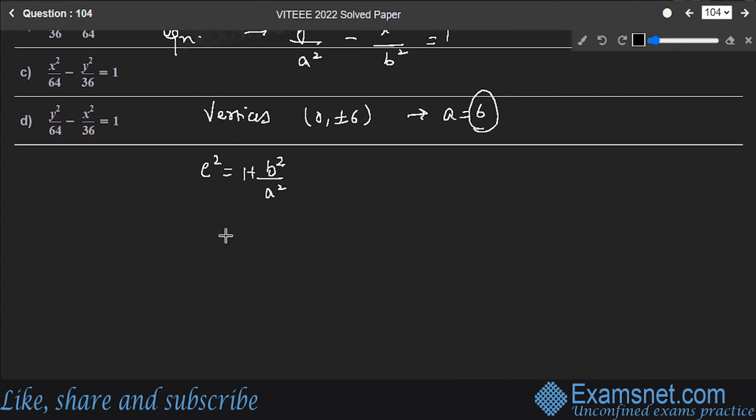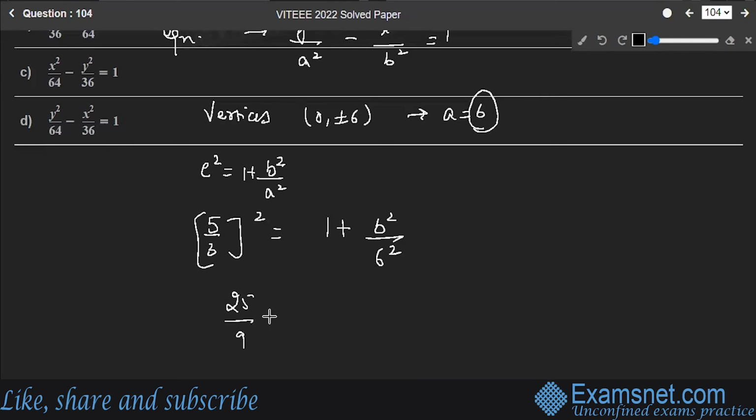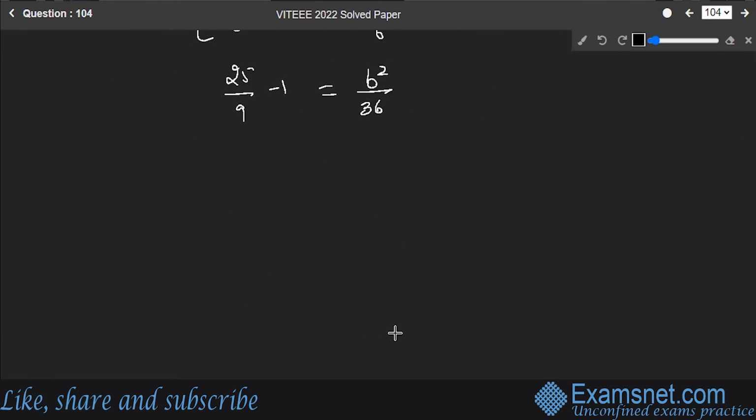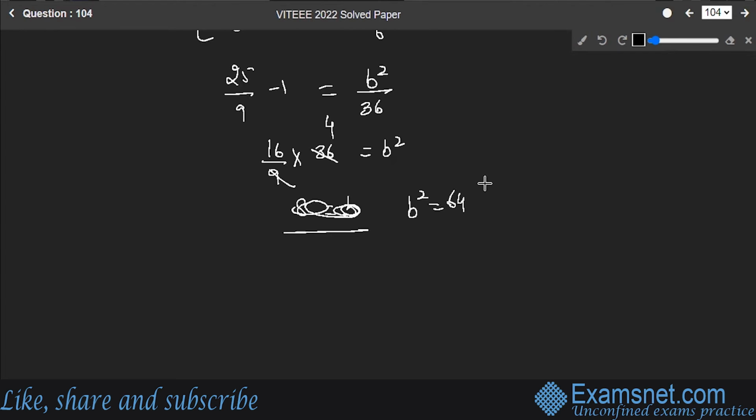I'll find out b. So this is (5 by 3) square is equal to 1 plus b square upon 6 square. 25 upon 9 minus 1 is equal to b square upon 36. So this is equal to 16 upon 9 into 36 is equal to b square. So this is equal to 64. Actually, I don't need to go for finding out b. I need only b square. So b square is equal to 64.